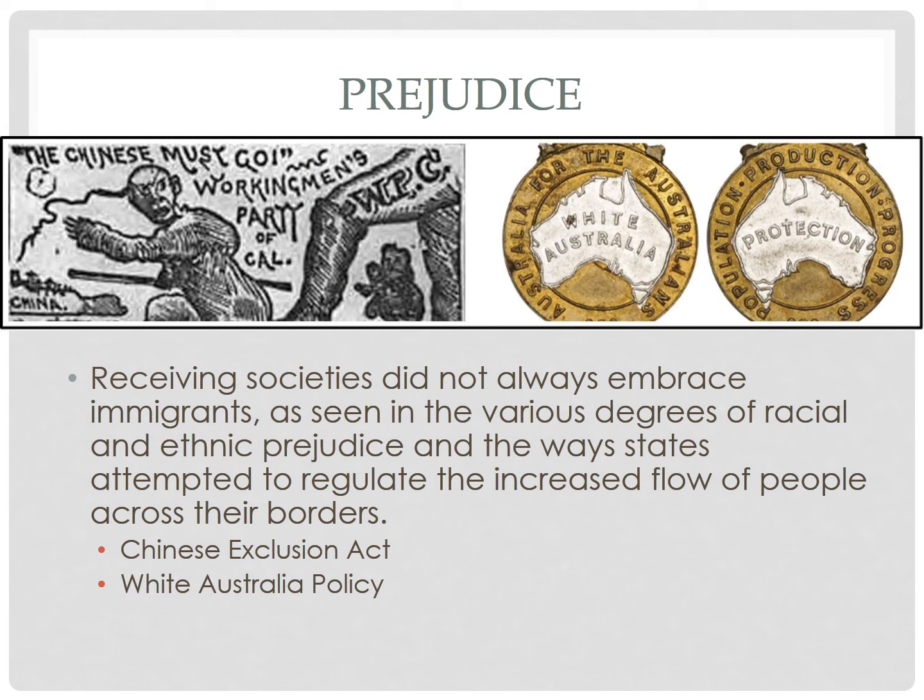And unfortunately, we come to the bane of prejudice. So, receiving societies did not always embrace the new immigrants, as seen in the various degrees of racial and ethnic prejudices, and the ways that the states attempted to regulate the increased flow of people across their borders. During this time, you see the Chinese Exclusion Act barring Chinese from coming to the United States, and the White Australia policy, obviously focused on protection of whites in Australia.